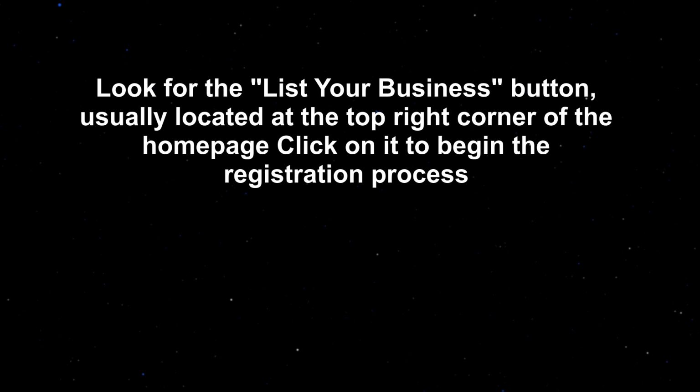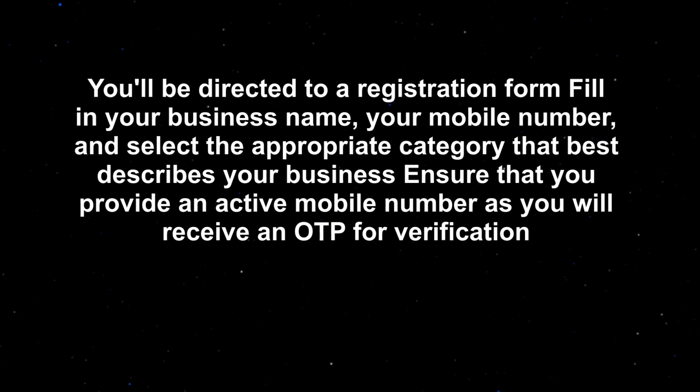Look for the List Your Business button, usually located at the top right corner of the homepage. Click on it to begin the registration process. You'll be directed to a registration form. Fill in your business name, your mobile number, and select the appropriate category that best describes your business.